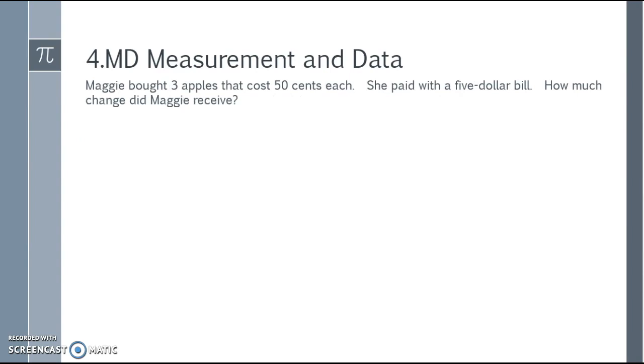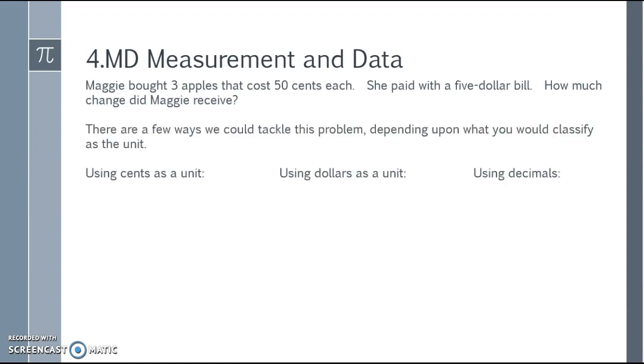Maggie bought 3 apples that cost 50 cents each. She paid with a $5 bill. How much change did Maggie receive? There are a few ways we could tackle this problem depending upon what you would classify as the unit. We could do it using the cents as a unit, using the dollar as a unit, or simply using decimals. We'll go through each one.